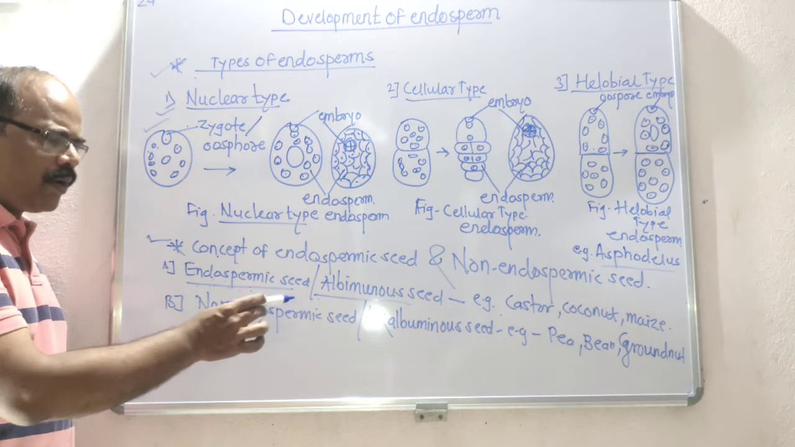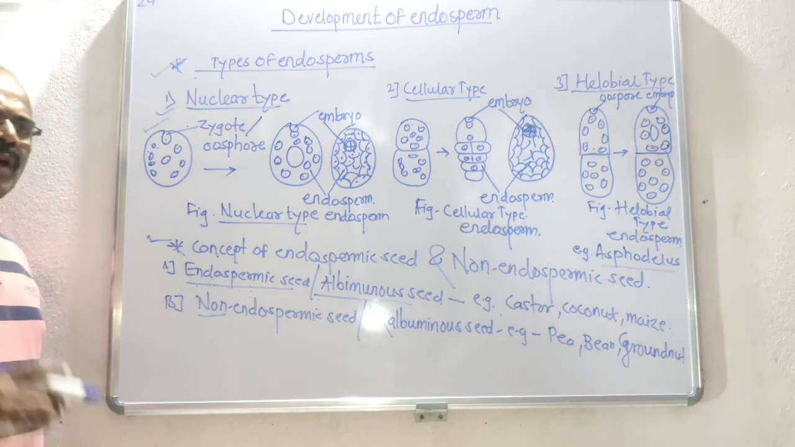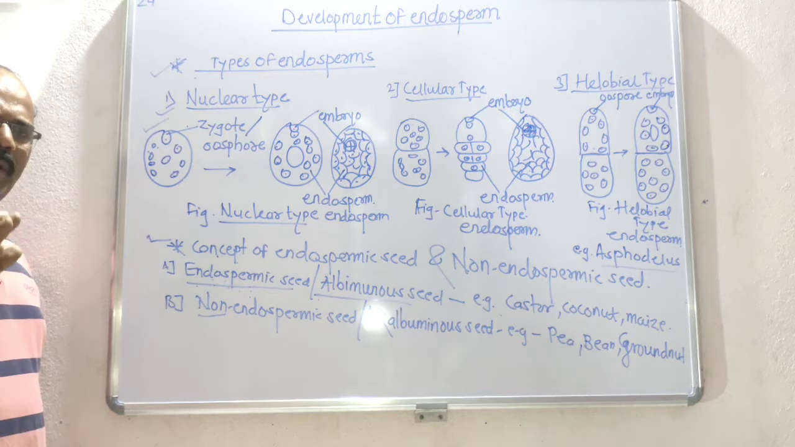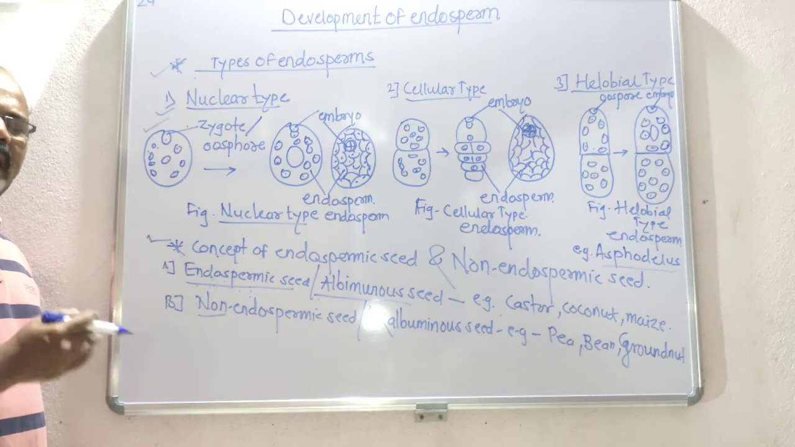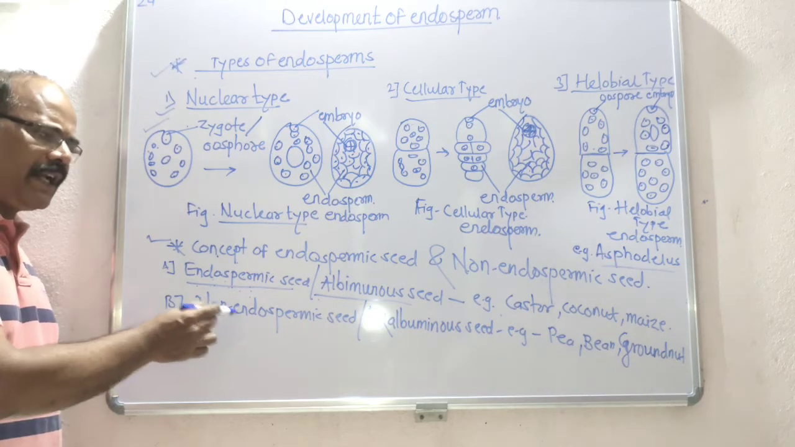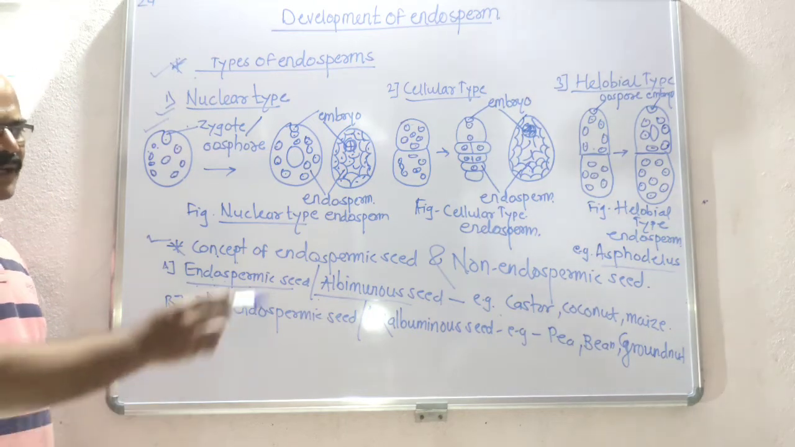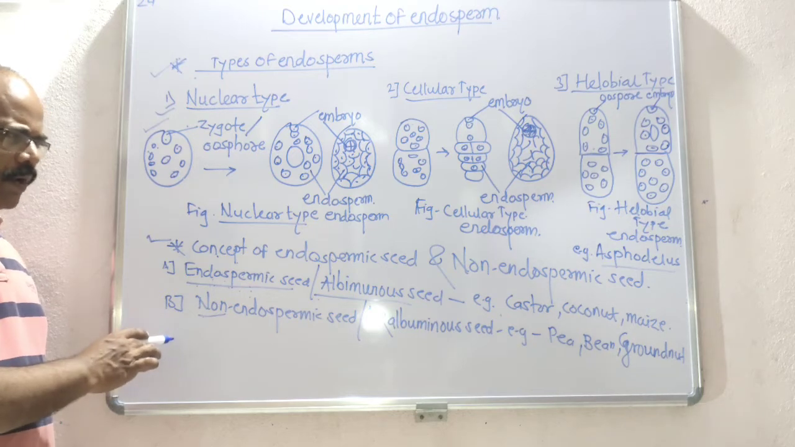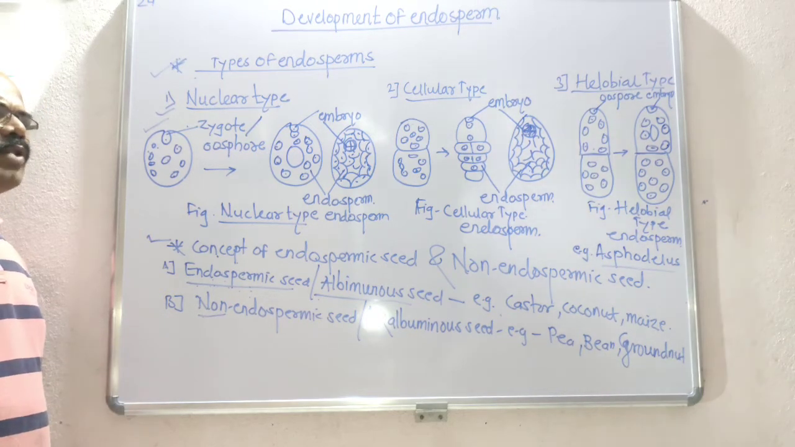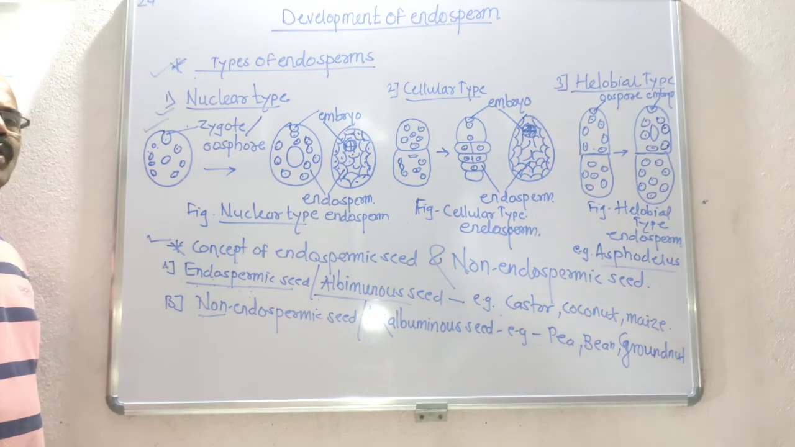Then non-endospermic seeds, also called exalbuminous seeds. In this type, during the development of the embryo, the embryo completely utilizes the endosperm. Hence, in the mature seed, the endosperm is absent. Such seeds are called non-endospermic or exalbuminous seeds. Examples are pea, bean, groundnut. In some angiospermic plants the cotyledons act as storage organs, so in pea, bean and groundnut, food is stored in the cotyledons.